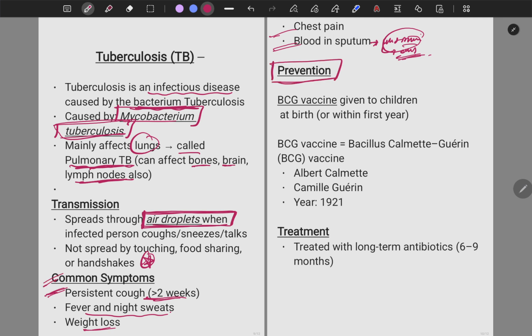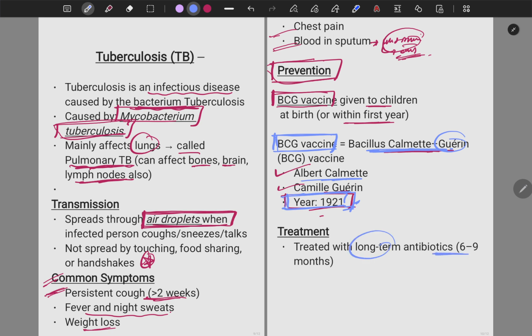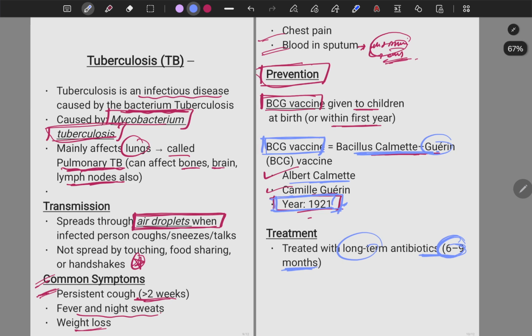So coming to the prevention part of this disease, BCG vaccine is given to children at birth or within the first year. This Bacillus Calmette-Guerin vaccine was developed by Albert Calmette and Camille Guerin in the year 1921. Remember this factual information that the BCG vaccine is given for tuberculosis prevention. The treatment includes long-term antibiotics, usually from 6 to 9 months. This is the discussion regarding tuberculosis.